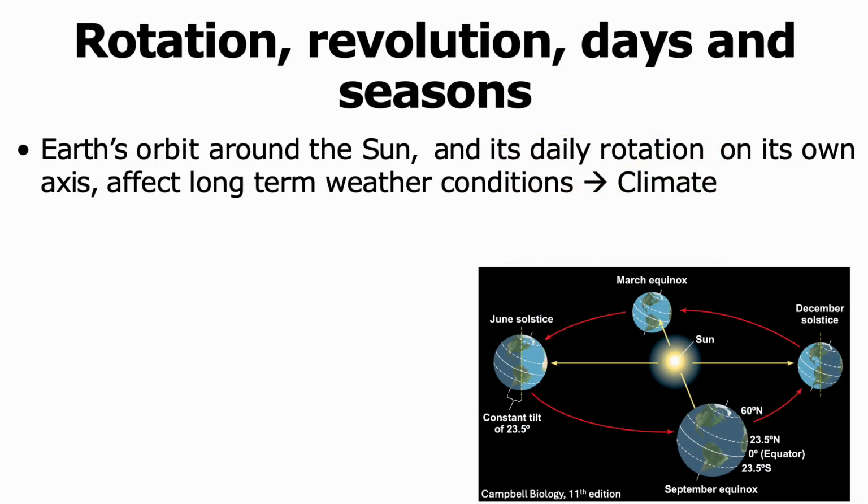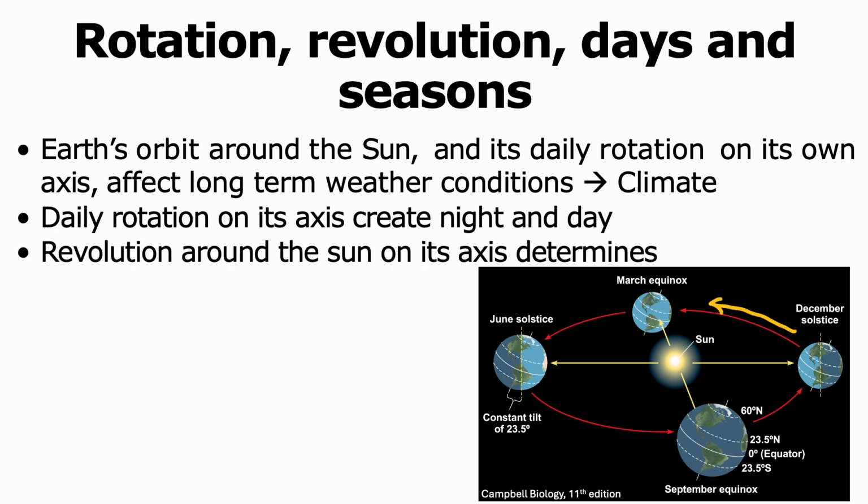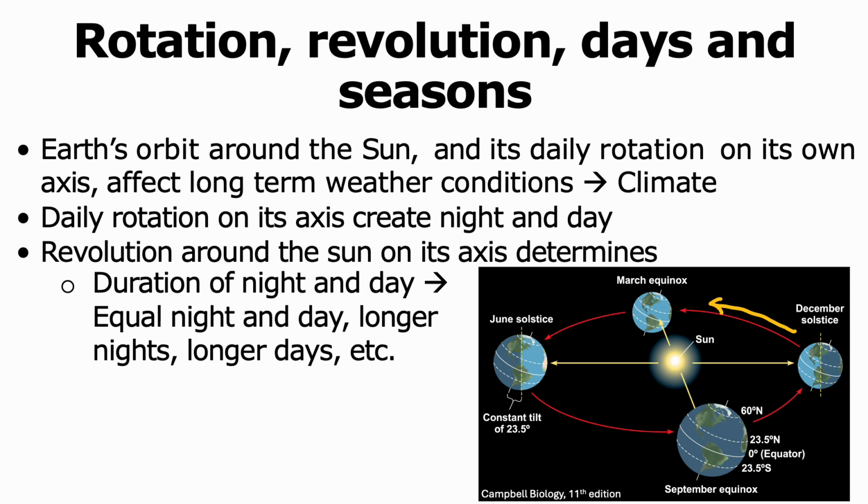We all know that the Earth orbits the Sun and rotates on its own axis. This orbiting around the Sun, as well as rotation on its own axis, affects the long-term weather conditions of different regions, which corresponds to the climate. The daily rotation on its axis creates night and day. However, the revolution around the Sun determines how long the night and day will be. In certain parts of the year, we have equal night and day, while in other parts of the year, we may have longer nights, and yet other parts we can have longer days.